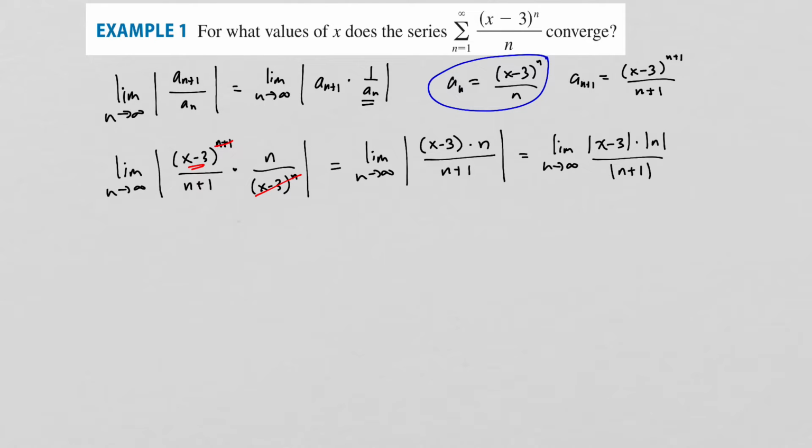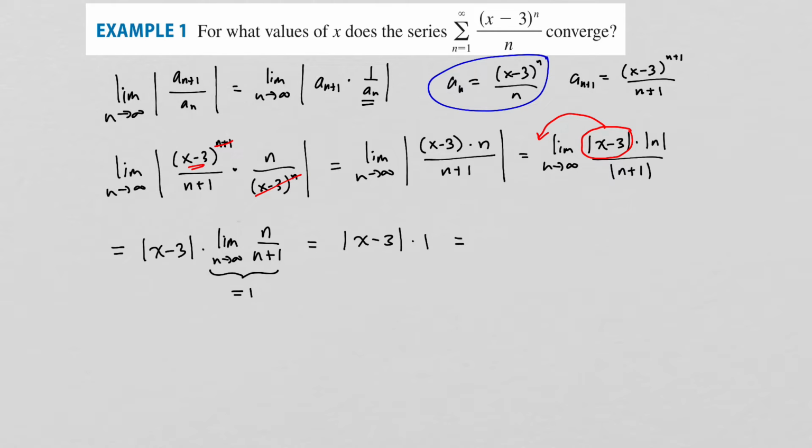Another thing to notice is that the absolute value of x minus 3 is independent of n. So this factor here can actually be pulled out of the limit process. And so if we do that, we have the absolute value of x minus 3 multiplied by the limit as n goes to infinity of n over n plus 1. This limit, of course, is equal to 1, and so we end up getting the absolute value of x minus 3 times 1, which is the absolute value of x minus 3. So this is the result that we get when we apply the ratio test.